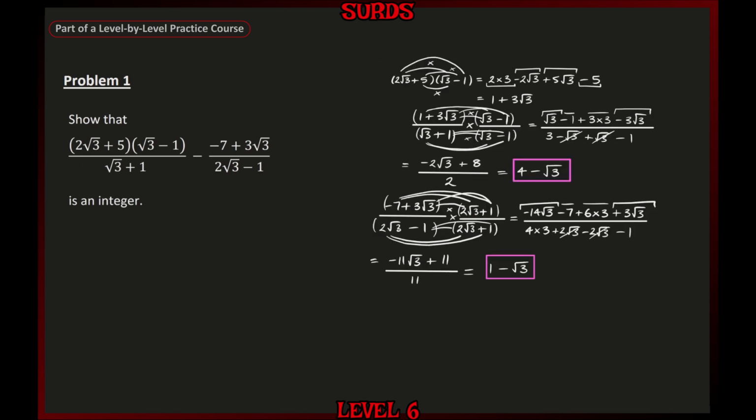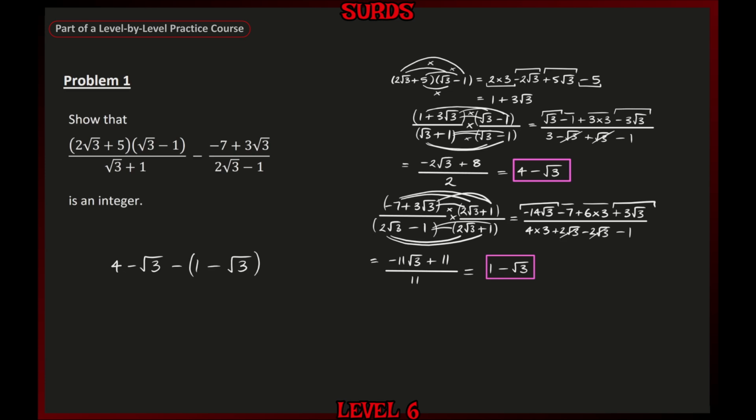To finish off this problem, we now need to put our two new expressions back in to the original expression. So in place of our first fraction, we now have 4 minus root 3. And in place of our second fraction, we have 1 minus root 3. And because we're subtracting them, we also need a minus in the middle, and we need to make sure that this second expression goes in brackets because we're subtracting the whole of that second fraction from the first.